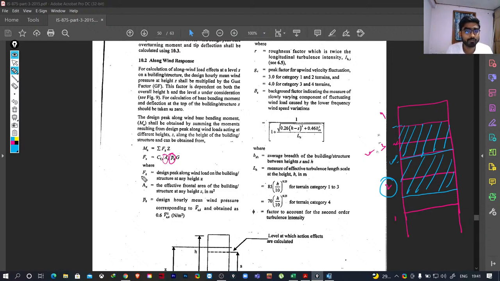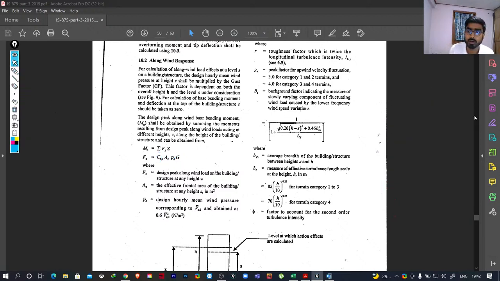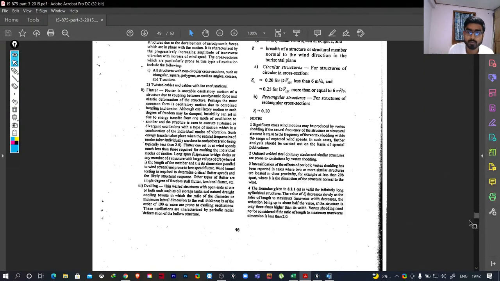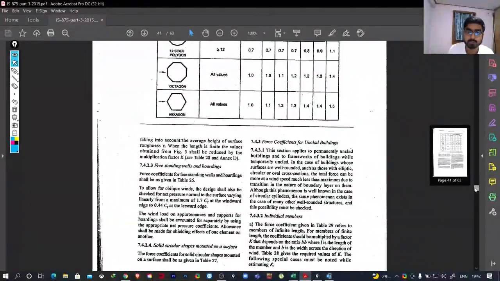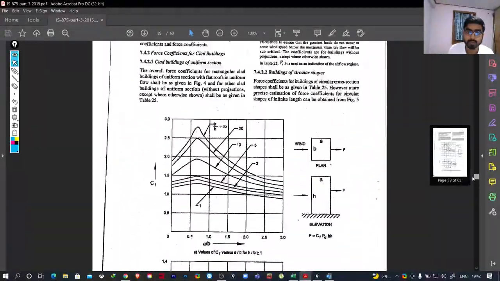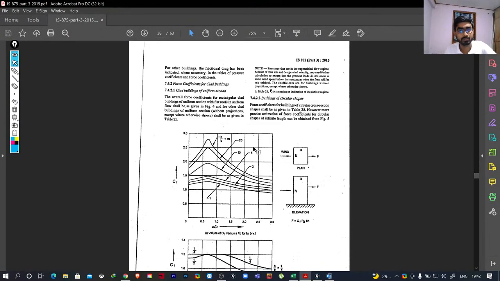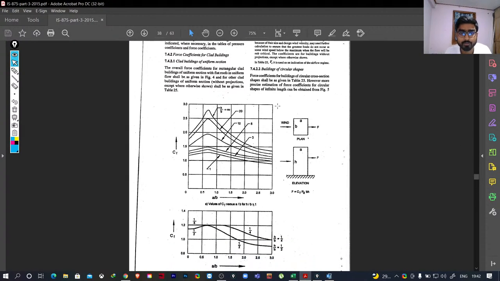Then we have this CF value. Most of the time will be taken by G, the gust factor. So let us find out the CF. Here you can see we have a graph.